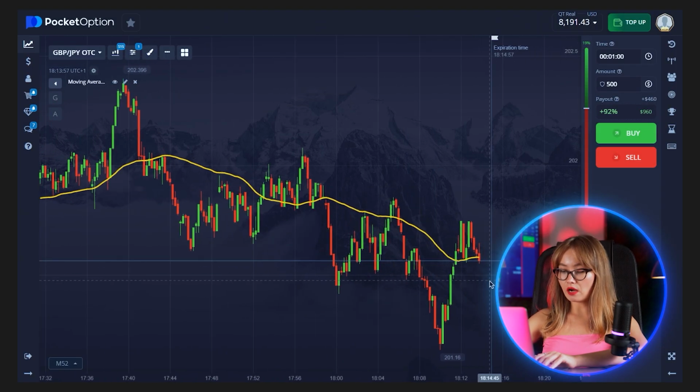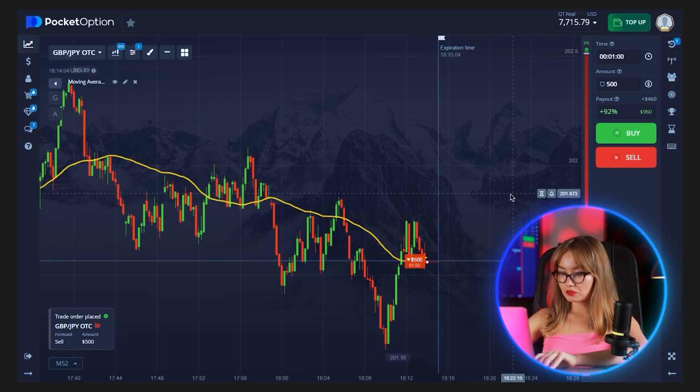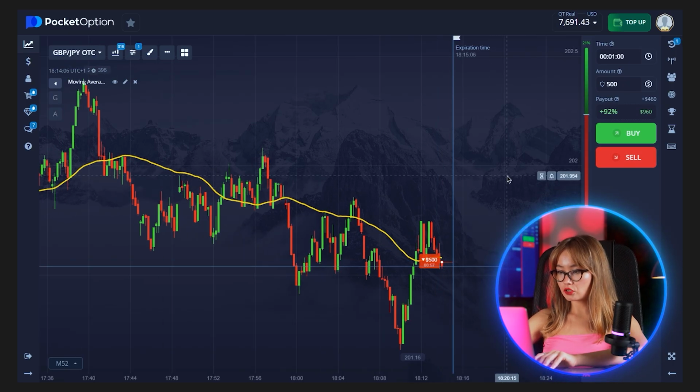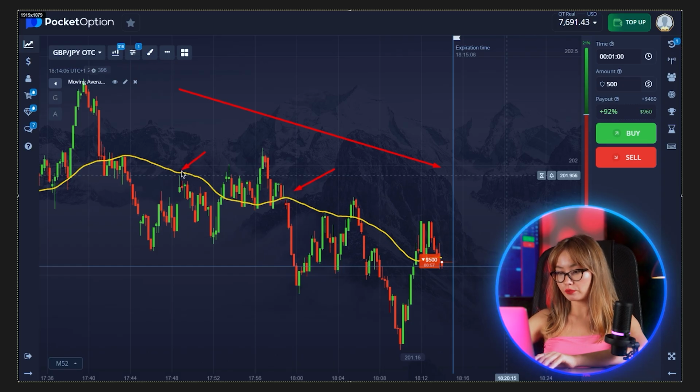Okay, this is how our indicator looks. I'll open a short trade straight away. Let me show you why. We are seeing a strong downward trend and we can observe how the price repeatedly bounced off our moving average. It has already started to rebound.